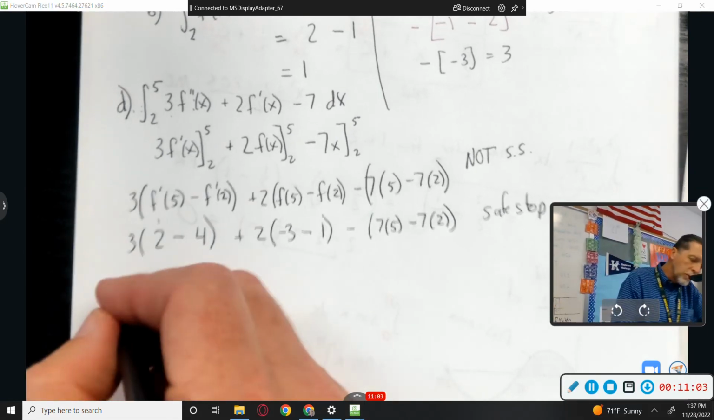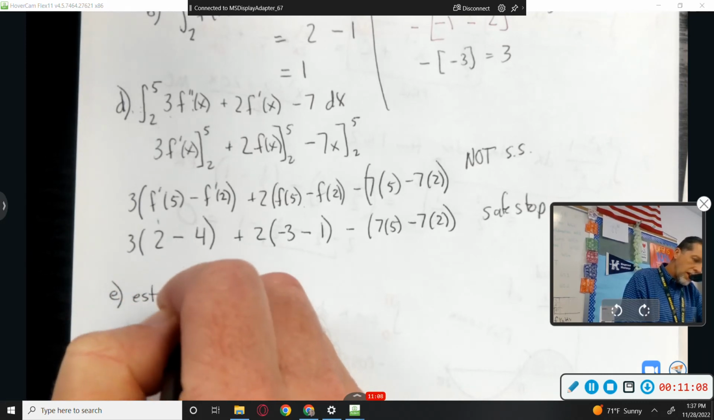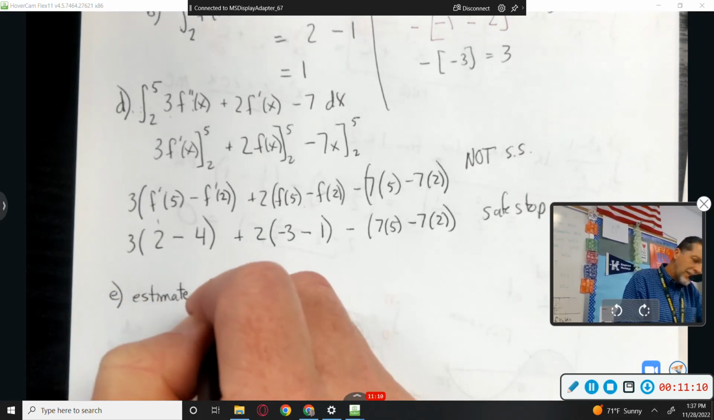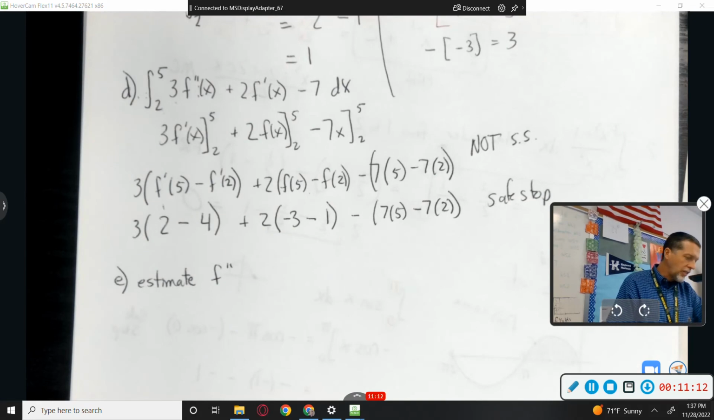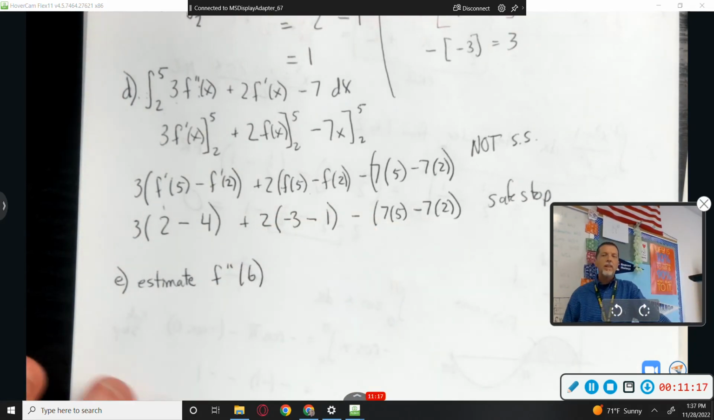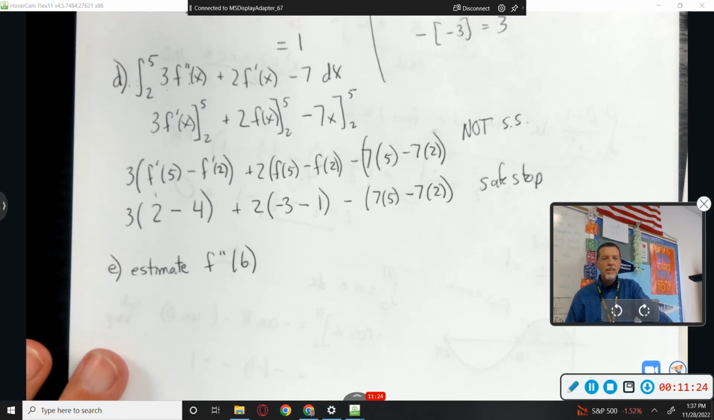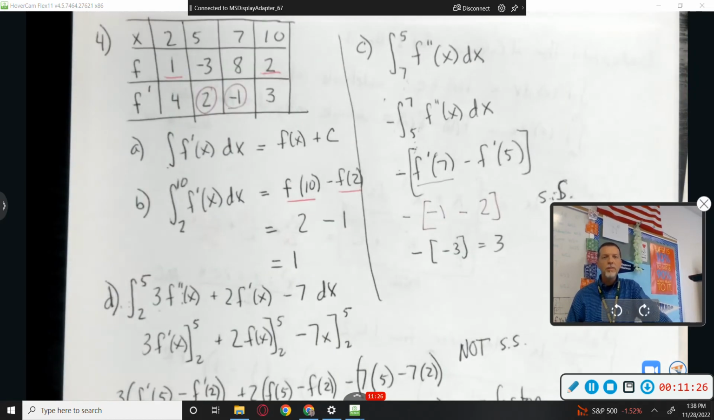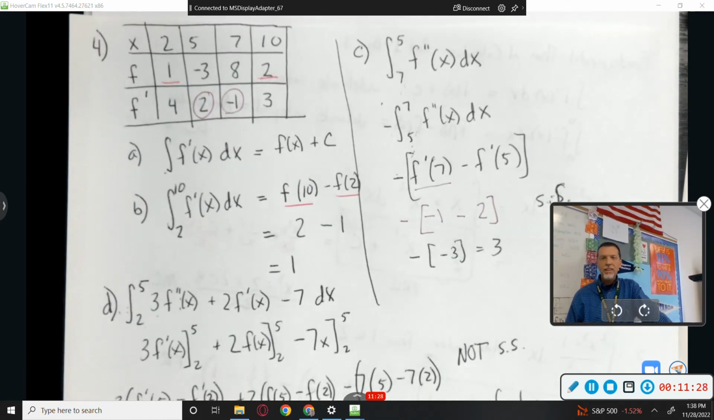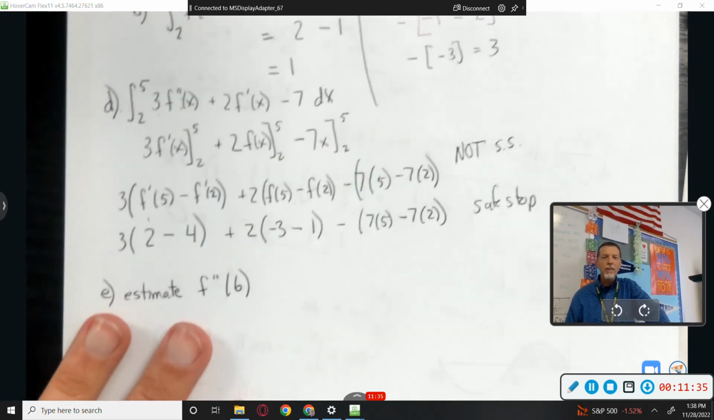Let's do one more using that table. Let's estimate the second derivative at 6. So we look back at the table and we're like, well, we don't have 6, nor do we have the second derivative. So what in the world? How can I estimate?